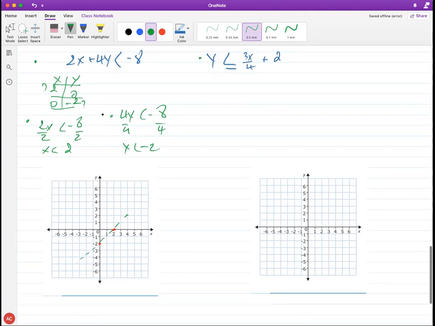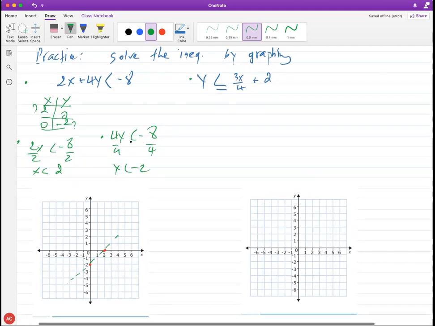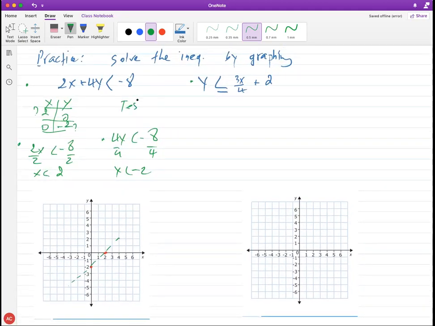Now I need to shade. So if you test, if you plug 0, 0 here, what do you get? 0 plus 0 is less than negative 8, 0 less than negative 8. Is this true or false? This statement here, obviously, it's false. That's false. So which side do we shade here? We're going to go downwards, away from the 0. That's right, this side here, because the test point belongs here and it didn't give us any good results.